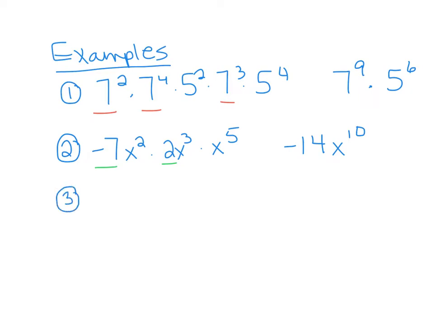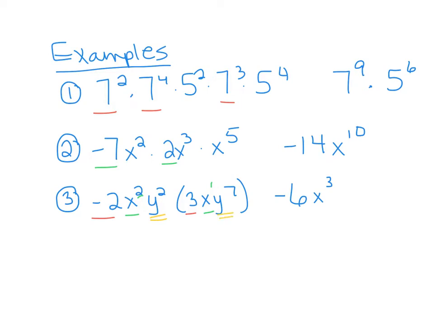All right, if we have one like this, negative 2x squared y squared times 3xy to the seventh. All right, so again, multiply the numbers, the coefficients in the front. Okay, so negative 2 times 3, negative 6. Then go to your x's. X to the second, and remember this is x to the first, so that would be x to the third. And then go to your y's. Okay, y to the second, y to the seventh, y to the ninth.